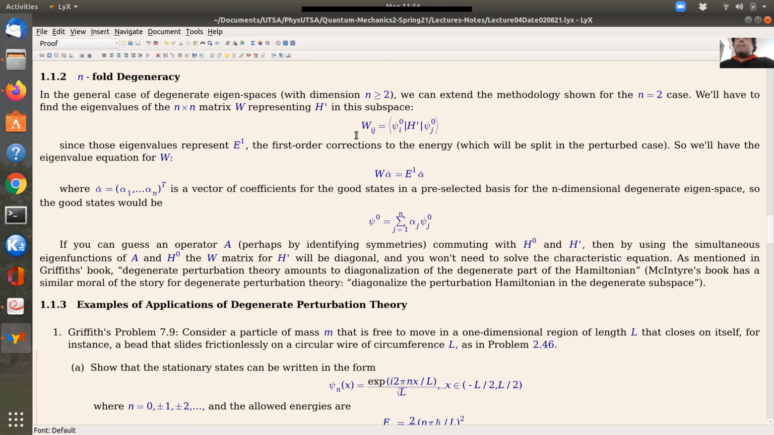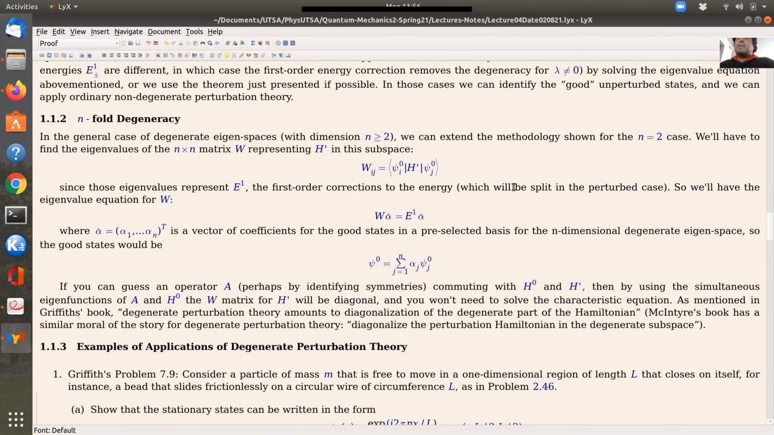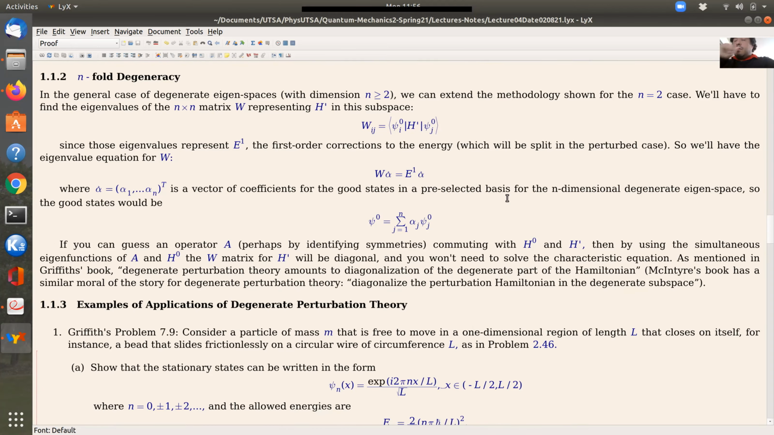It's basically the matrix elements of the H prime in the basis that we chose for the degenerate subspace. So Wij is equal to the inner product of psi 0 i times H prime psi 0 j. So it has the same notation. And if we find the eigenvalues of that n by n matrix, those eigenvalues would represent the first order corrections to the energy. Well, you will have the splitting in the perturbed case up to some degree.